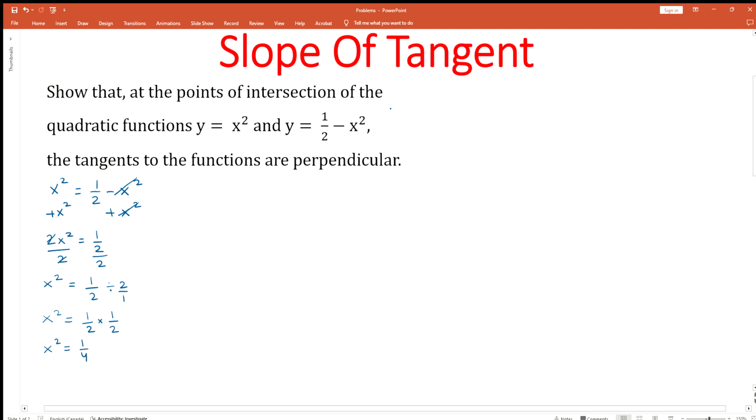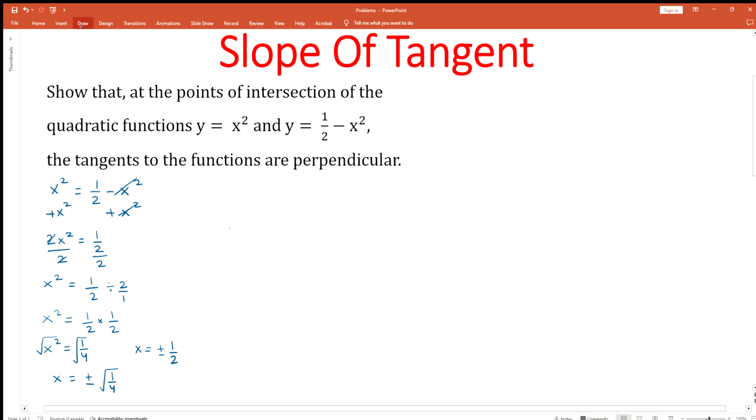Next, we should apply square root to both sides. I get plus minus square root of 1 over 4, which can be simplified to plus minus 1 over 2. So there are two x values at which the two given quadratic functions intersect. We have to prove that at these two x values, the tangents to the functions are perpendicular.